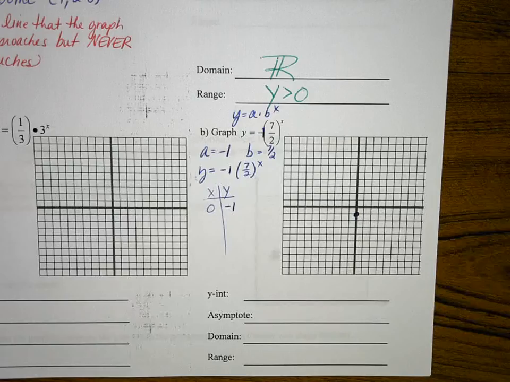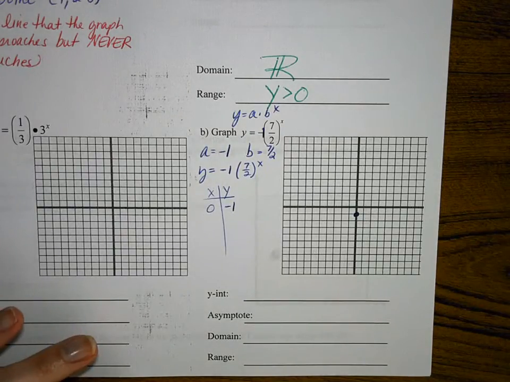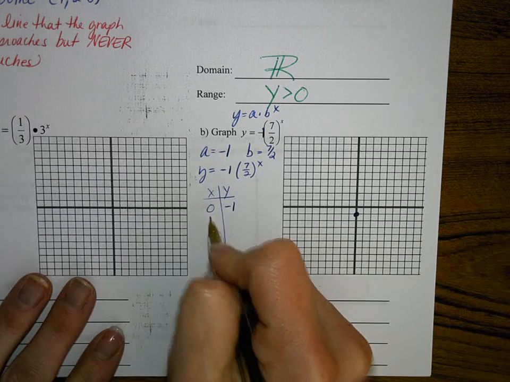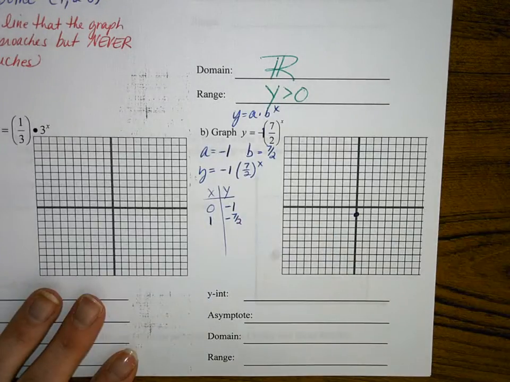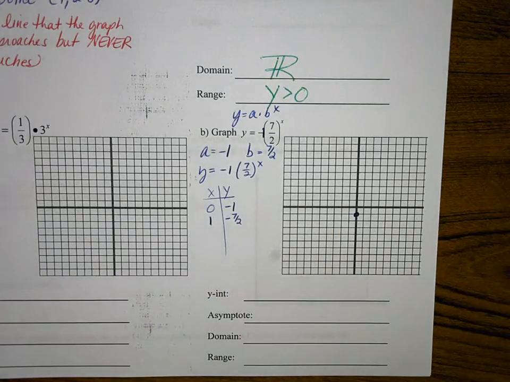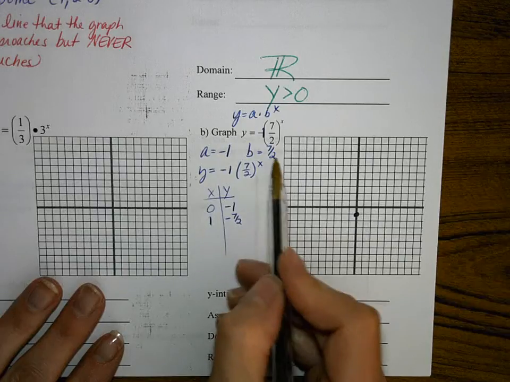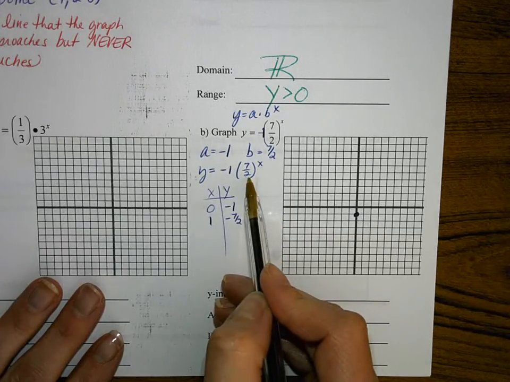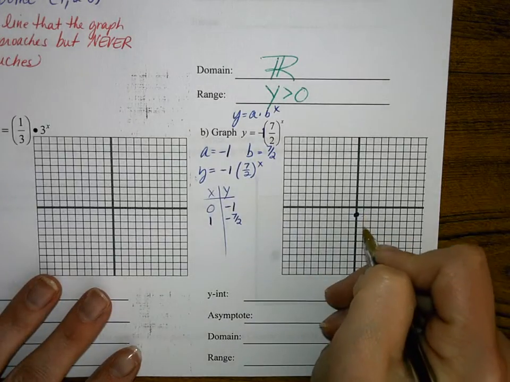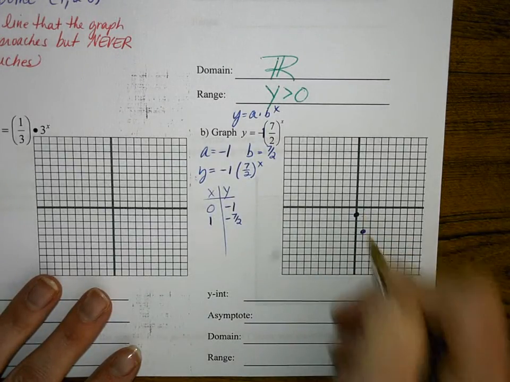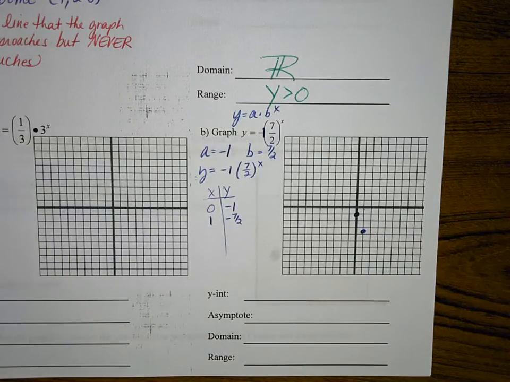What is another point on this graph, Dennis? All right, 1, A times B, so -1 times 7/2 is going to be -7/2. Once again, if I forget, all is not lost. I plug in 1, well, 7/2 to the first is 7/2, times -1 is -7/2. So I go to the right one and down 3.5. Now, I could plot other points, but I should realize that I know what this graph is going to look like.